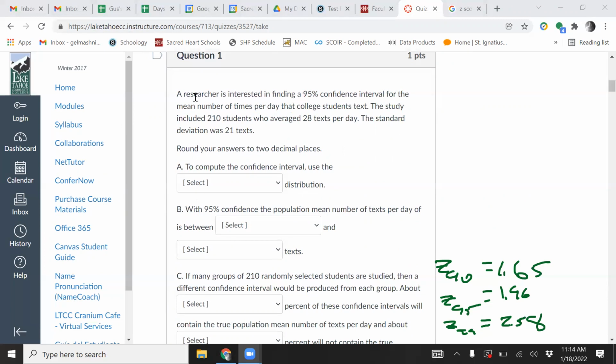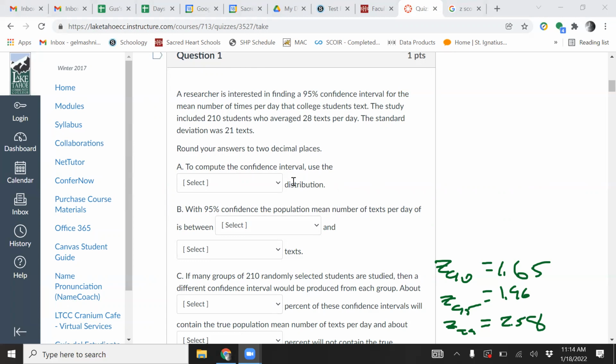That's kind of a good one. The study found that teens send an average of 28 texts per day. Okay, so maybe let's say we do this at Stanford University or Cal, and there are 10,000 students on the campus, but you're only going to survey 210 students. Fine. Standard deviation is 21. You have the sample mean.